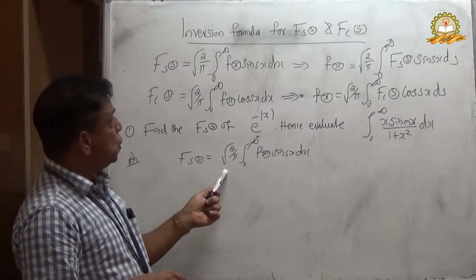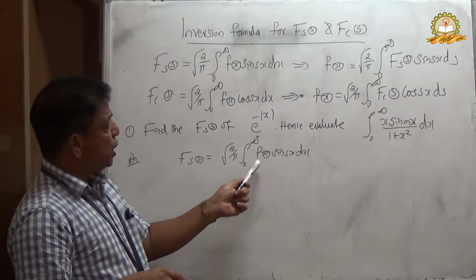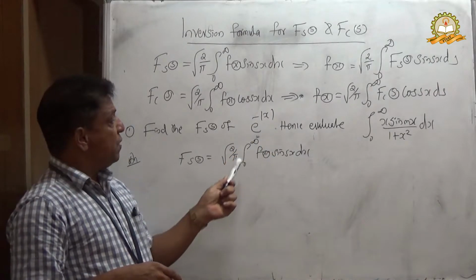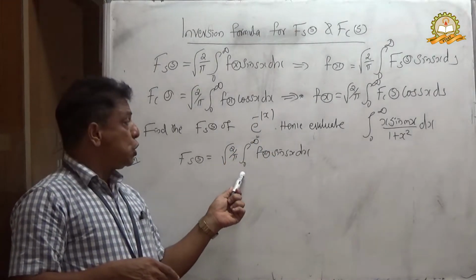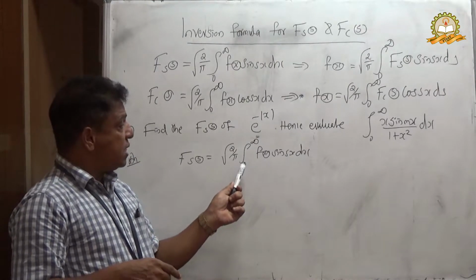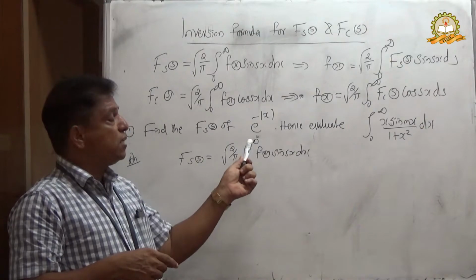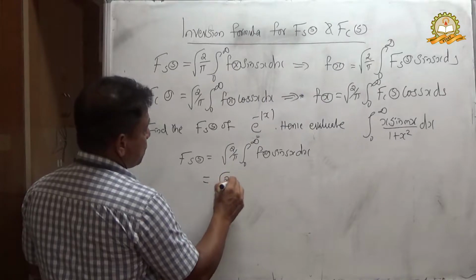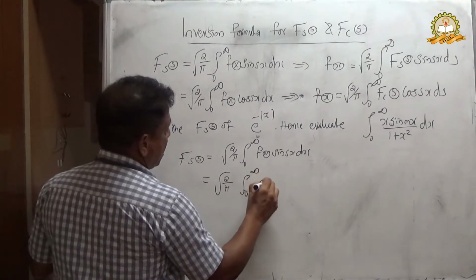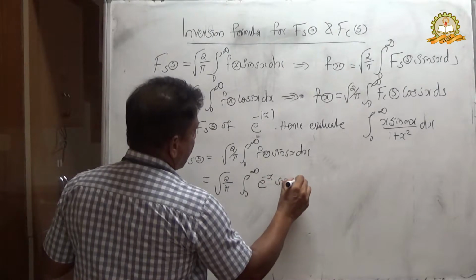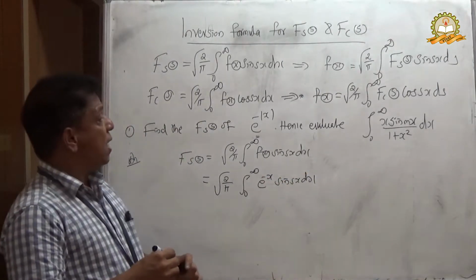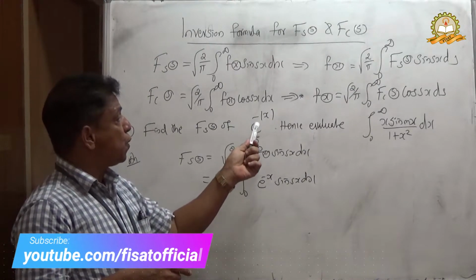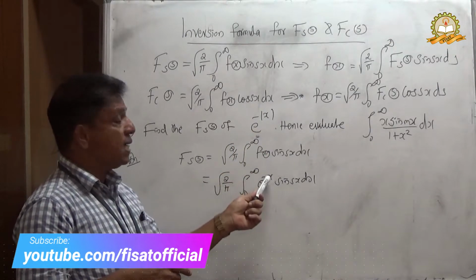Fourier sine transform is equal to root of 2 by pi integral 0 to infinity f(x) sin sx dx. Here the function is e raised to minus mod x. We consider the limits lower limit 0 and upper limit infinity. Since the limit begins from 0 and ends at infinity, we can take e raised to minus mod x as e raised to minus x itself. So it is integral 0 to infinity e raised to minus x into sin sx dx.